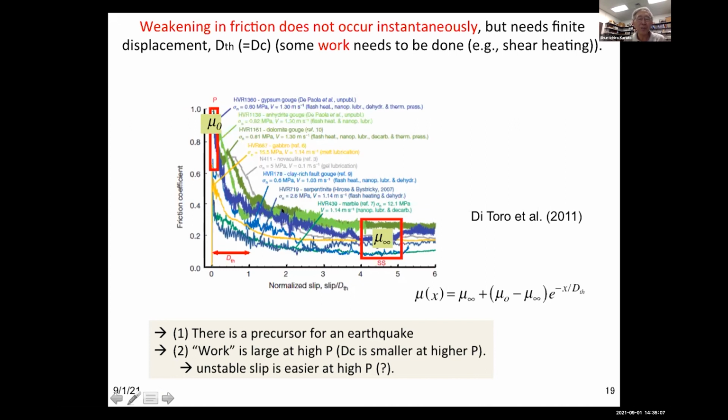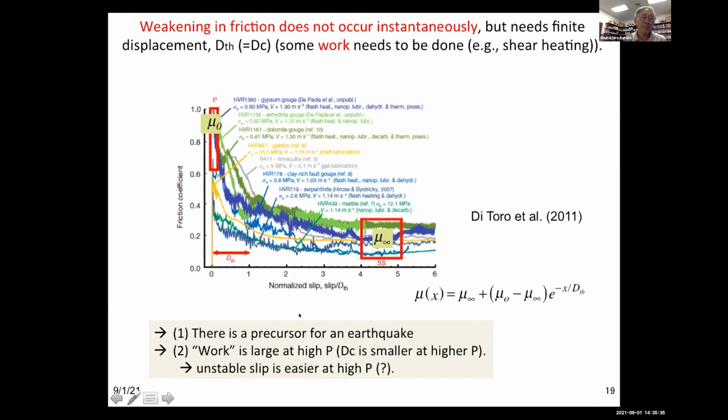And as you can imagine, two important things you can see. That is unstable motion to get the very low friction coefficient, that is earthquake. And earthquake type fault motion occurs not instantaneously, but gradually. This means that before an earthquake, there must be some precursor associated with change in fault structure.